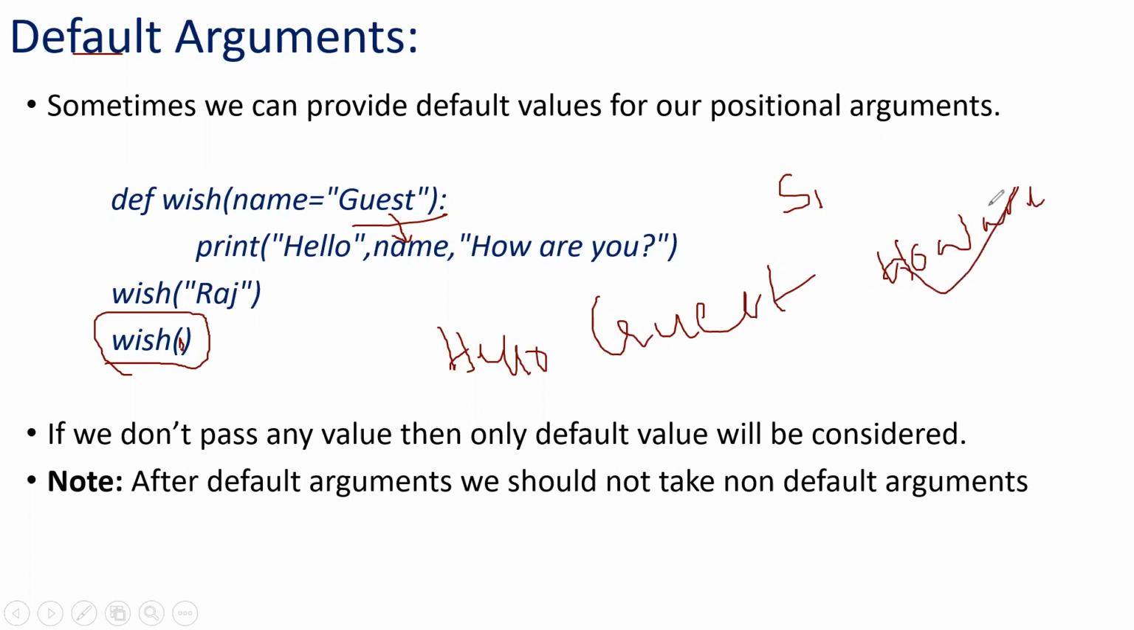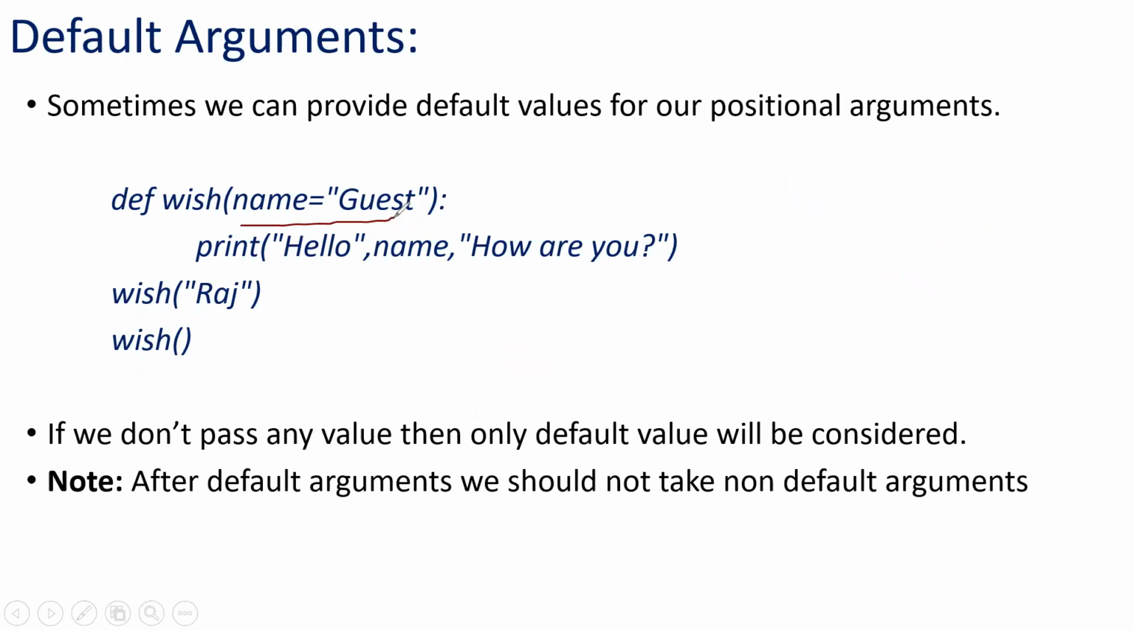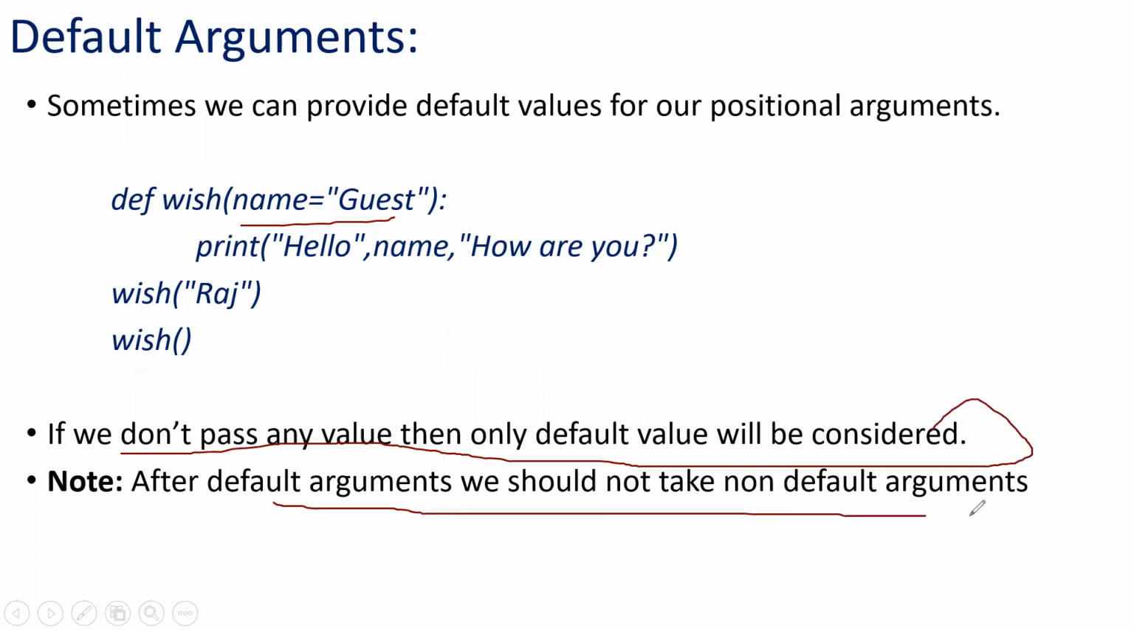Okay, this one. It's a simple thing. If there is no value for the parameters, then automatically that default argument will be printed. If we don't pass any value, then the default will be used. After a default argument, we should take the non-default argument. Right? This is about the default argument.